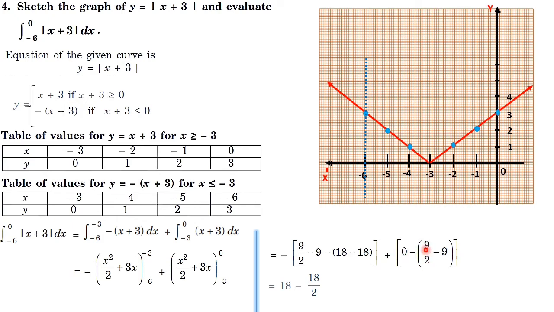So when we are doing that, minus 9 by 2 minus 9 by 2 is, when we are adding the numerator, it comes as minus 18 by 2. That is 18 minus 9. This 18 by 2, when we cancel, comes as 9. 18 minus 9 is 9 square units. That is the required area.